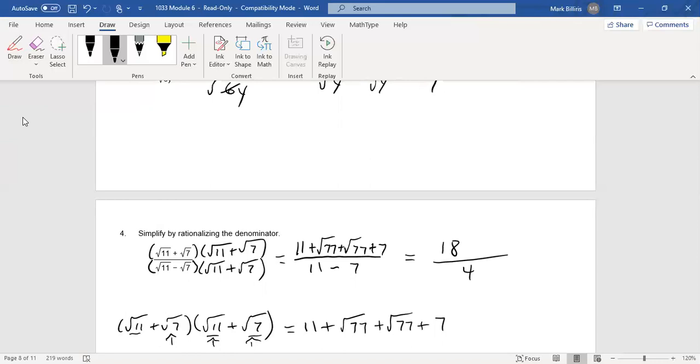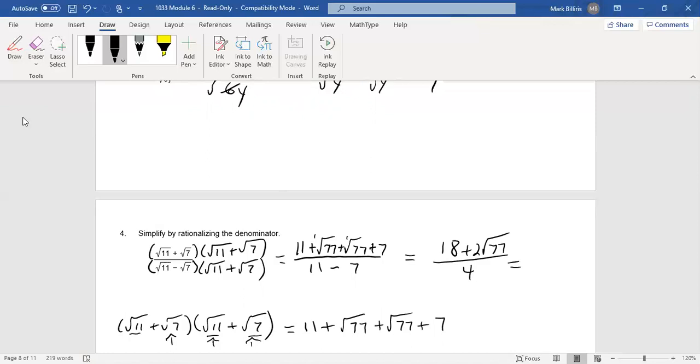Now keep in mind, when you're adding radicals, I can add these together because the radicands are the same. They're both the square root of 77. Remember, we don't add those numbers together. We add the coefficients. So here I have 1 square root of 77 and 1 square root of 77, and that gives me 2 square roots of 77. We still have a final step.